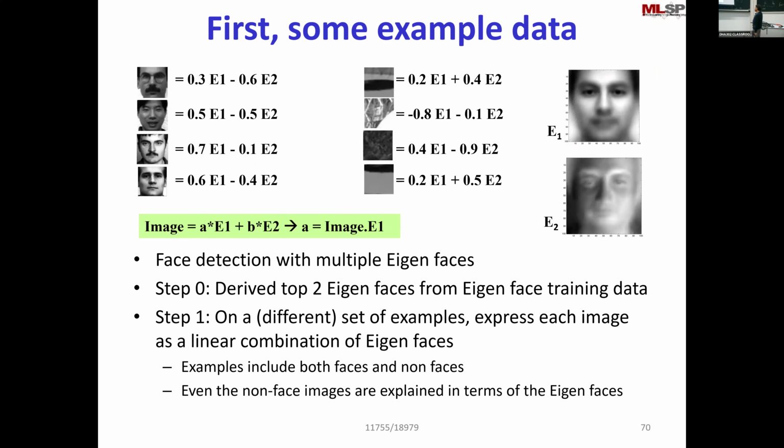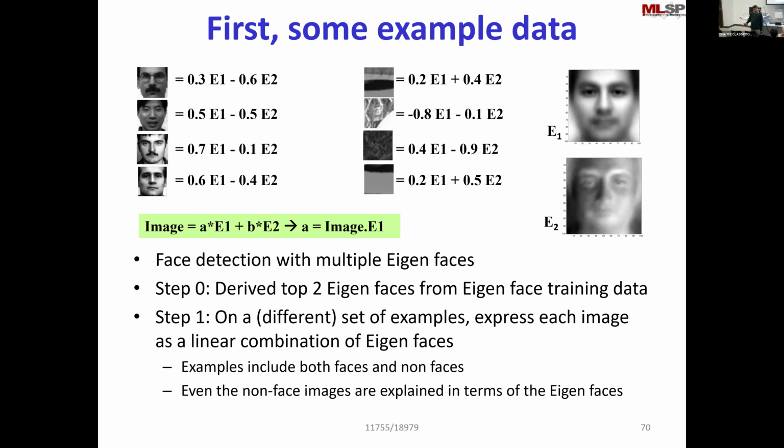I'm going to start off by showing some example data. I'm working with examples because, makes sense, right? So let's say I have a bunch of images and I'm building a face detector. So I have a bunch of positive images that are actually faces. I have a bunch of negative images, and I'm going to learn some eigenfaces.